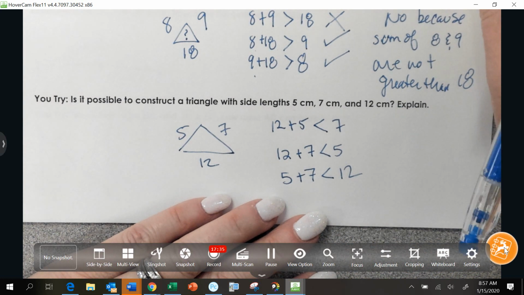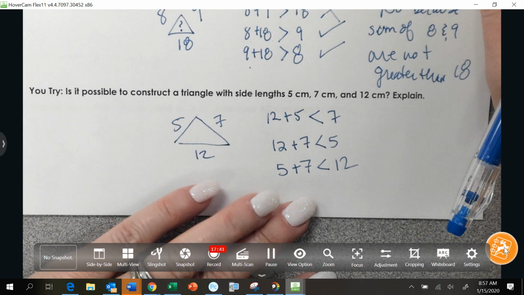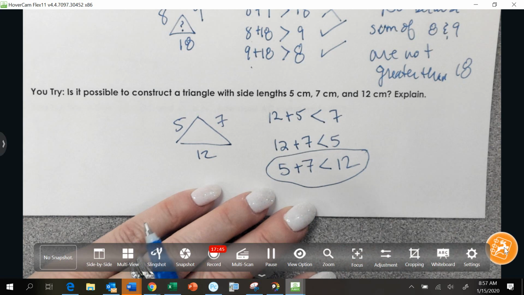Triangle, or not a triangle? Why not? Because 5 plus 7 equals 12. It is not.